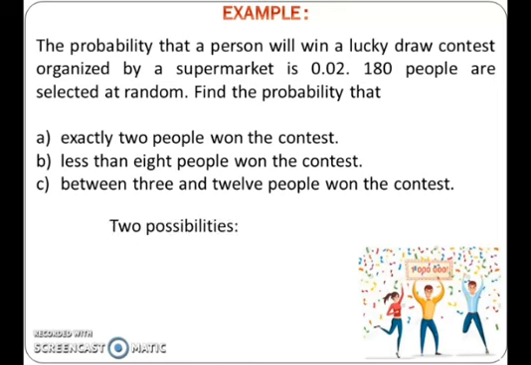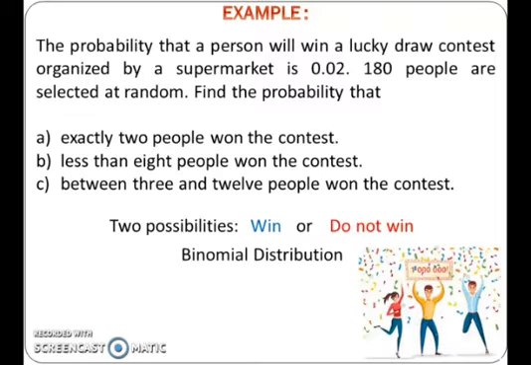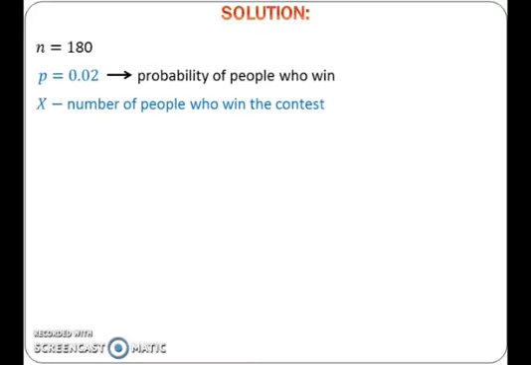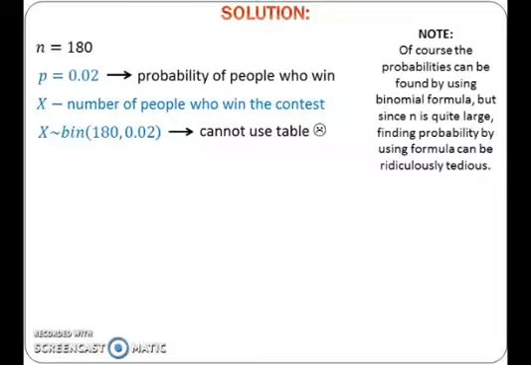There are two possibilities involved here, that is whether people win the contest or do not win the contest. Thus, this problem is a binomial distribution problem. To solve the problem, first take out the n and p values from the question, and then define a variable x as the variable of interest, which is the number of people who win the contest. Note that the combination of n equals 180 and p equals 0.02 does not exist in the binomial distribution table. Note also that in this problem, n is greater than or equal to 30.